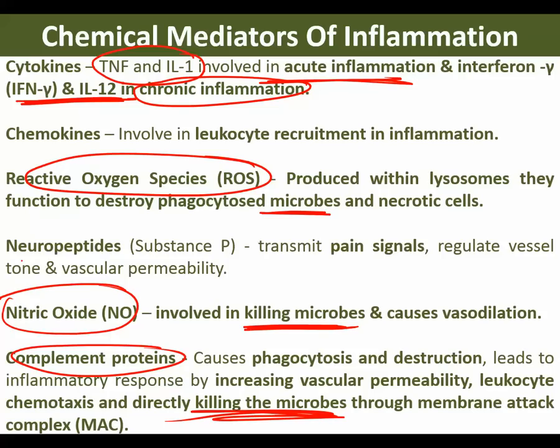The neuropeptide substance P is involved in transmitting the pain signal. Neuropeptides means they act on the nerves. All are mediators. All are messengers.